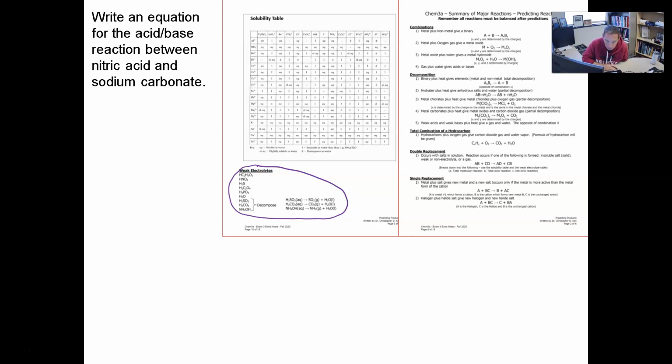That's in 1A. So again, if we know it's an acid-base reaction and we take nitric acid reacting with sodium carbonate, we can look up sodium carbonate and that's going to be aqueous.